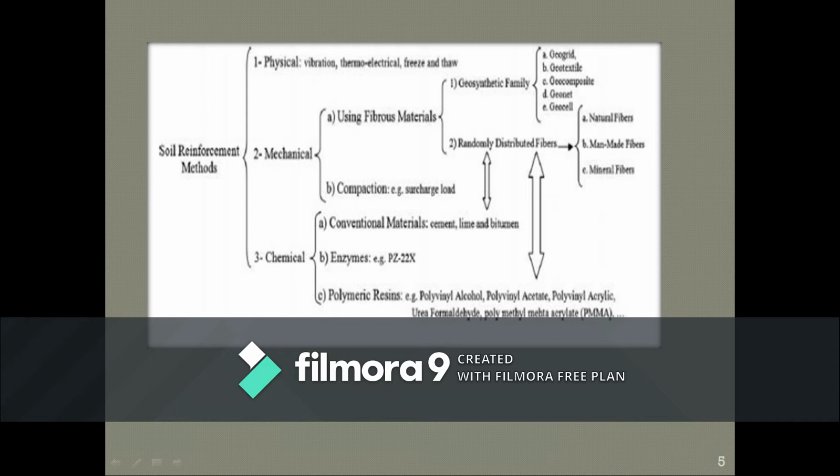And next, in the next method we have the compaction method. It is only using surcharge load. So these two, fibrous materials as well as the compaction method, come under your mechanical methods.